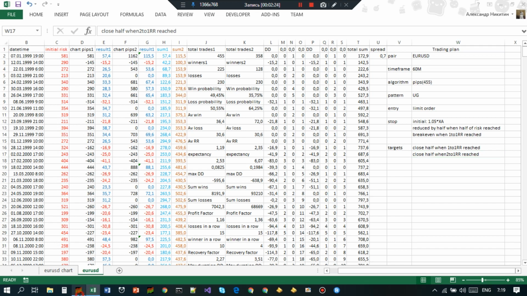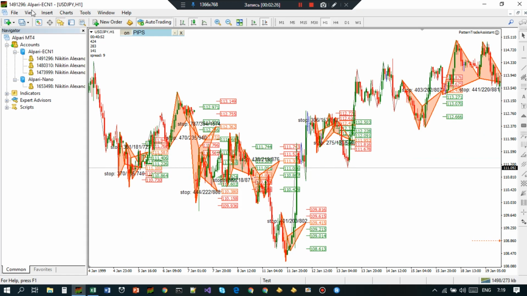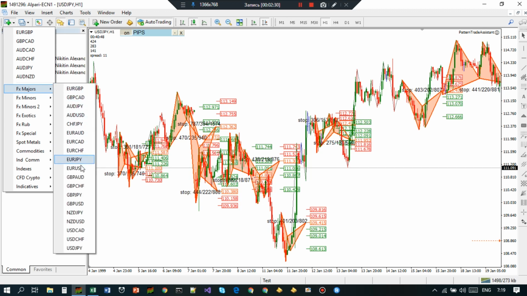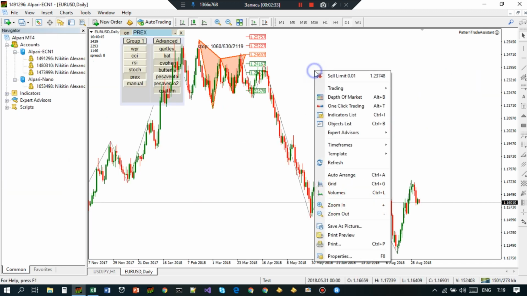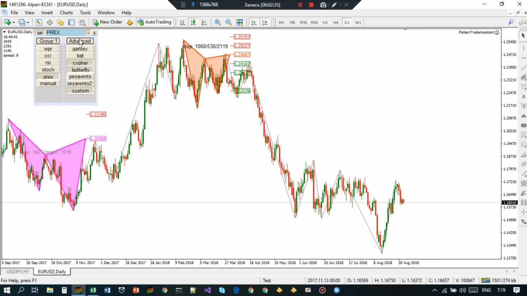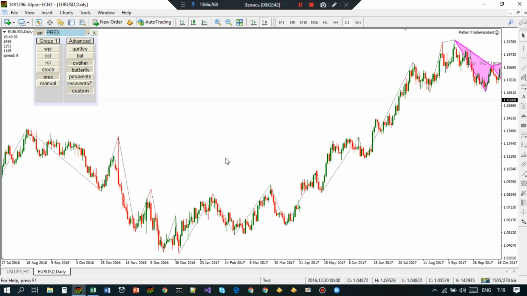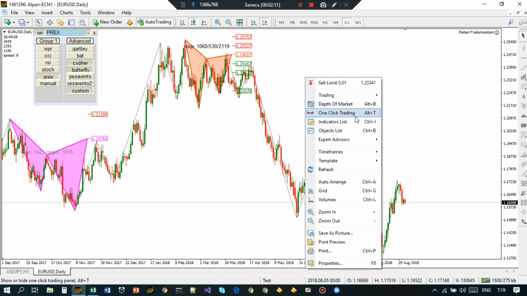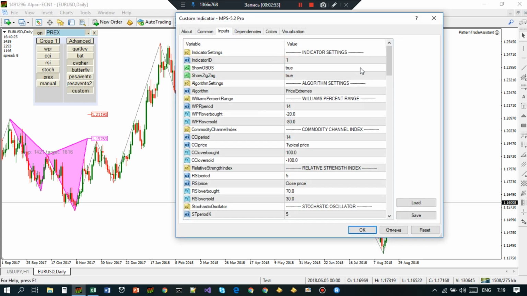Okay, so in my Excel, where is that euro dollar? I will open euro USD. The backtest was done by the MPS5 pattern recognition software. It draws patterns on history absolutely objectively, so no need to try to guess if the pattern was correct or not, or something of that kind. So absolutely automatic. Let me go to the settings and I will show you how it was.